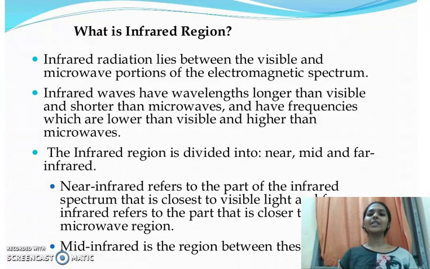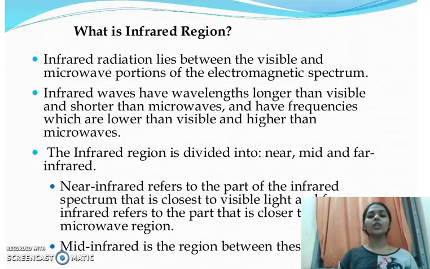So here we are going to discuss Fourier transform infrared spectroscopy, or FTIR. Before we discuss FTIR, we need to know more about what the infrared region is. Infrared radiation lies between the visible and the microwave portions of the electromagnetic spectrum. Infrared waves have wavelengths which are longer than visible and shorter than microwaves, and have frequencies which are lower than visible and higher than microwaves.